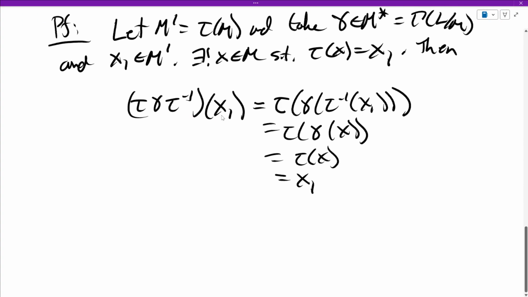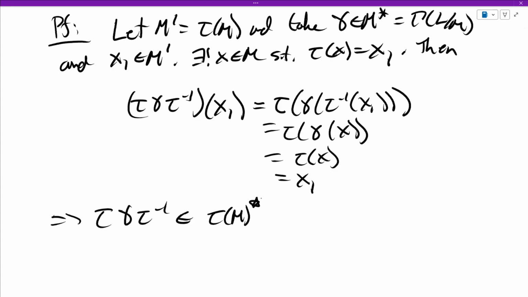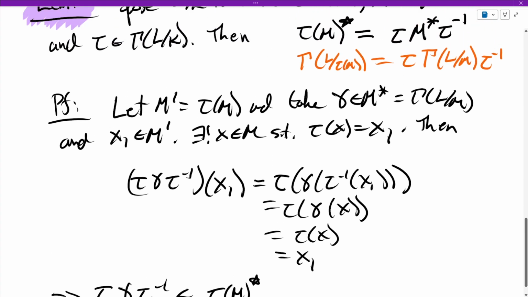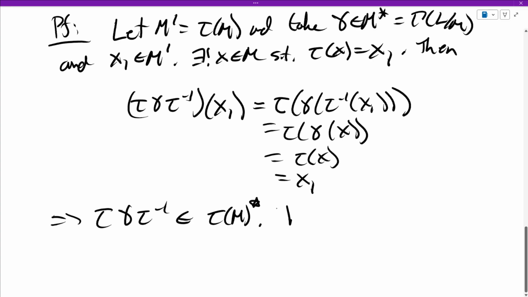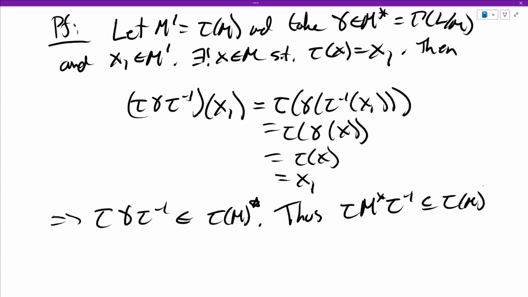x1 was an arbitrary element of tau of M, thus we conclude that tau gamma tau inverse is in tau of M star. It fixes elements there. Similarly, let me say what this shows. What this shows is that we have one of the sides of the containment, namely everything here is here. So thus tau M star tau inverse is contained in tau of M star.